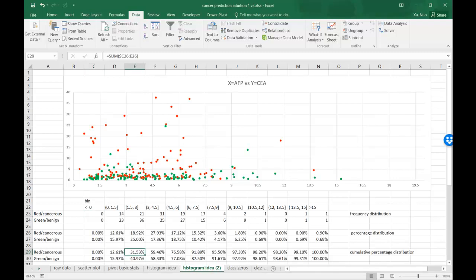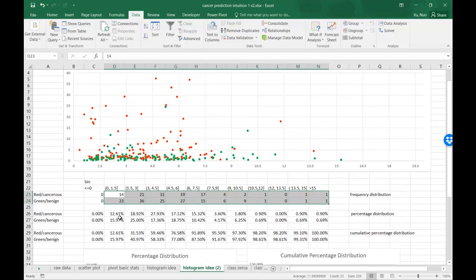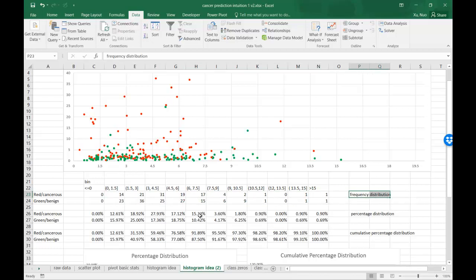So here are the numbers produced by Excel. If you count them manually, you will find there are 14 cancerous patients falling into the bin of 0 to 1.5. There are 23 green dots, which are the benign patients, falling into the first bin. So on and so forth for the other 11 bins. So this is what a histogram does. We call these counts a bin frequency distribution, because it captures where and how frequently data points are distributed along the possible values for a variable.